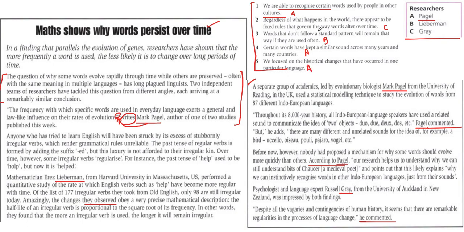So, first one, you're saying we are able to recognize certain words used by people in other cultures. In which para do you think you found it? Certain words used by people in other cultures. So, other cultures means Indo-European cultures, languages. This also used a statistical modeling technique to study the evolution of words from 87 different Indo-European languages. Evolution of words from 87 different languages used by, okay.